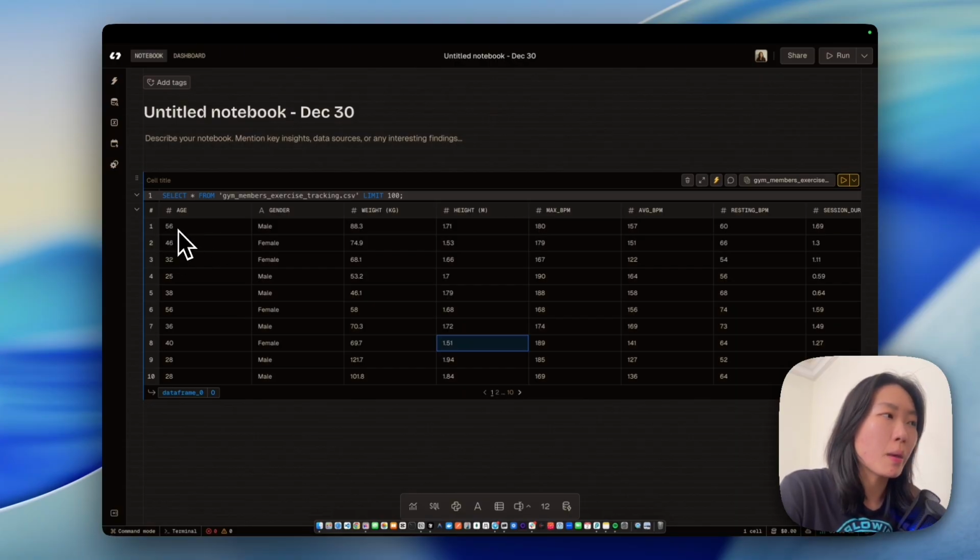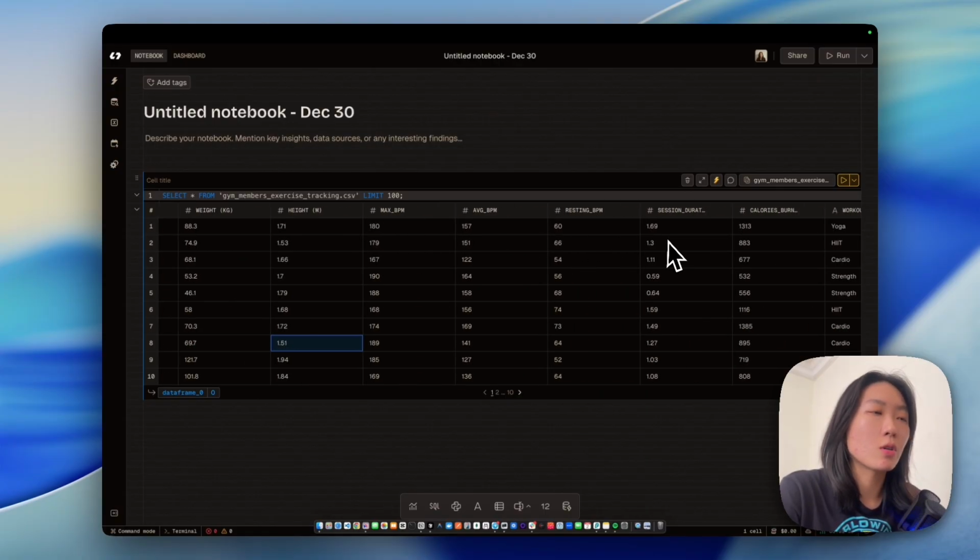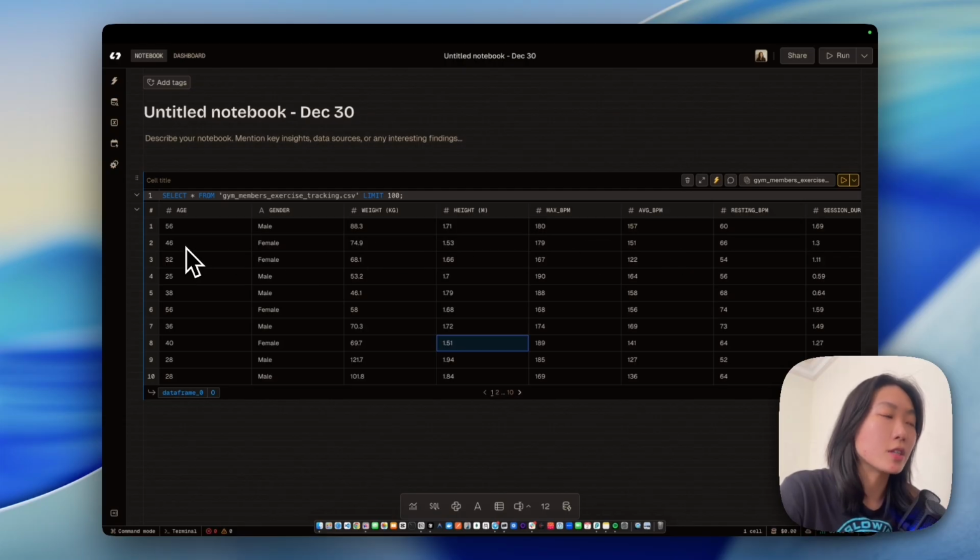For example, this member is 56 years old, male, 88.3 kilograms, with a height of 1.71 meters, BPM of 180, and so on. And here's the data of the second member. It's a female, 46 years old, 74.9 kilograms, and so on.